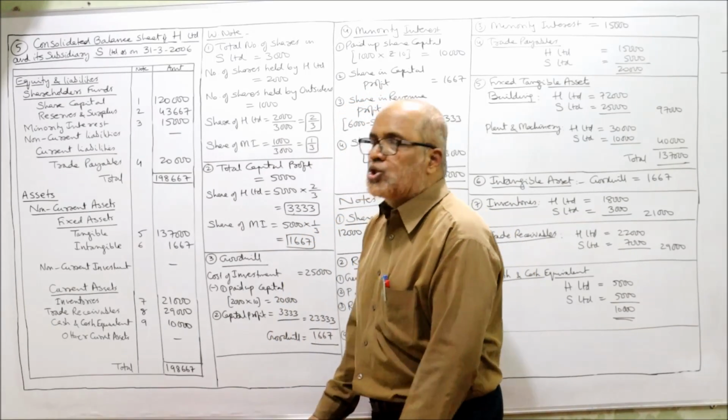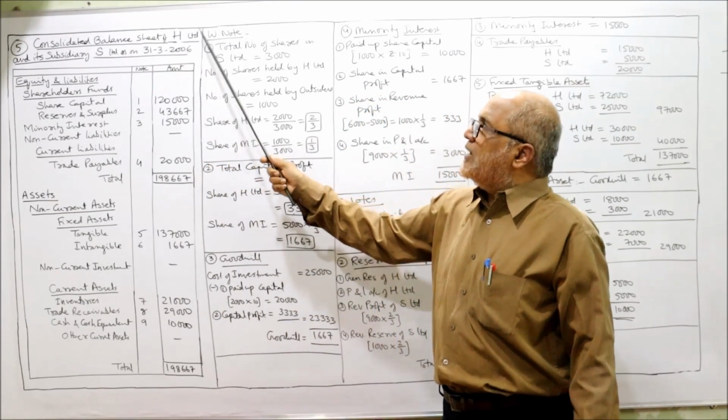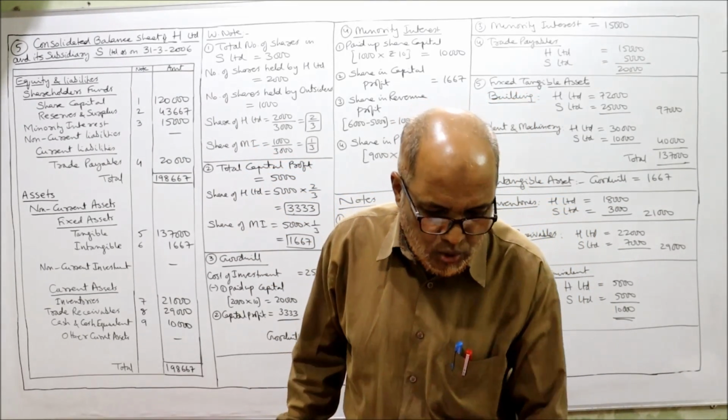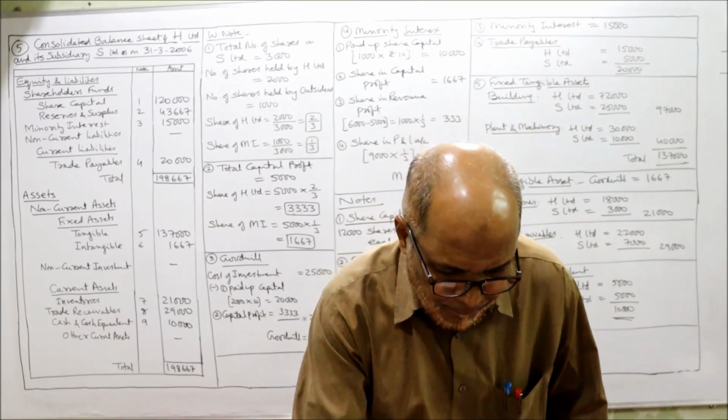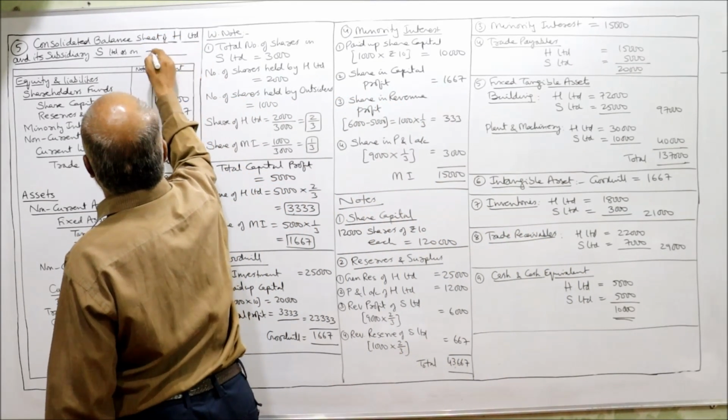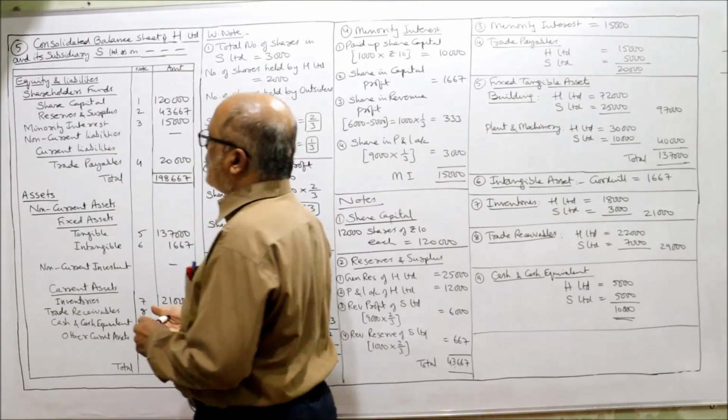Now see the solution from the beginning. The consolidated balance sheet of H Limited and its subsidiary S Limited as on 31st March 2006. Actually the date is not given here. Simply we'll put a dash, as on dash. Specifically the date is not given.